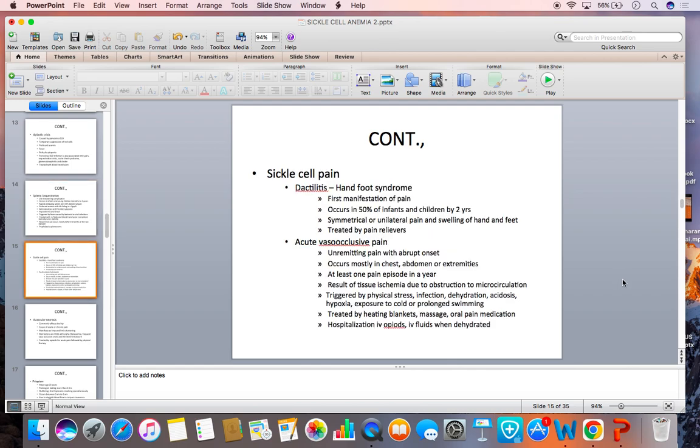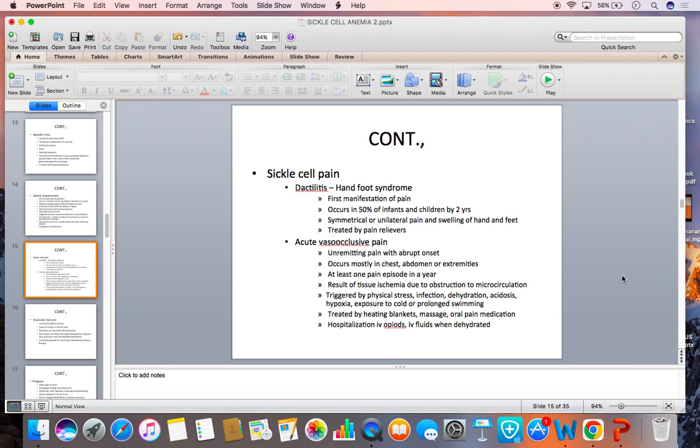Next one, sickle cell pain. It presents in infancy as dactylitis. Later on, it presents as acute vaso-occlusive pain. Dactylitis is common in infancy or under 2 years of age. It is also called hand-foot syndrome. It is the first manifestation of pain. It occurs in 50% of infants, and children under 2 years are commonly affected.